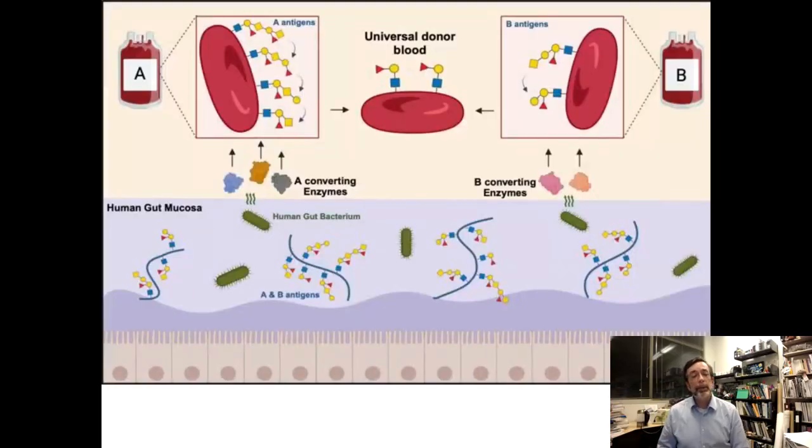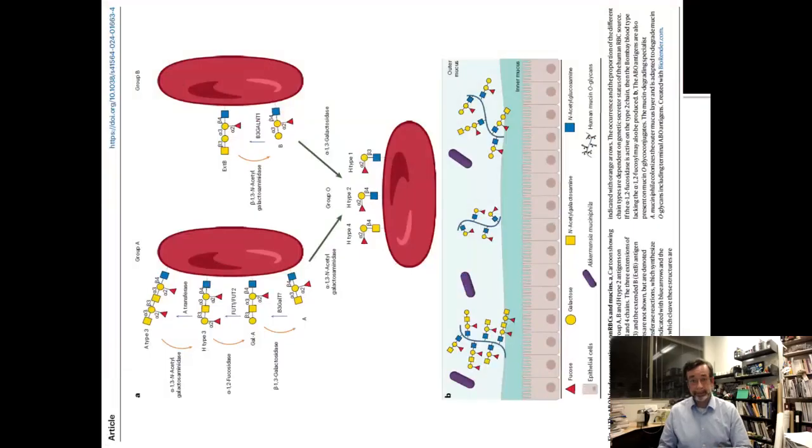So this is a bit more of a zoomed in picture. This shows you them looking for the human gut bacterium that will do this, and they purified out A-converting enzymes that would bind and break A antigens, and B-converting enzymes that would do the same for B antigens. And the idea is once you break off enough stuff, you end up with the O antigen.